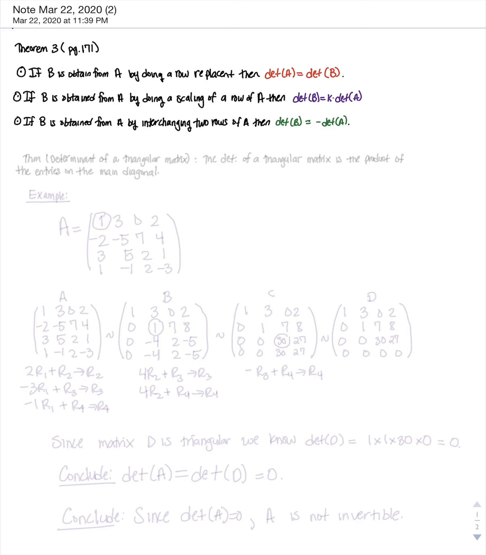Now, from this theorem, since the only one that doesn't change the determinant is the first one, using row replacements, a lot of times when we do our row operations, we want to only use the row replacements as our method to create our new matrix.